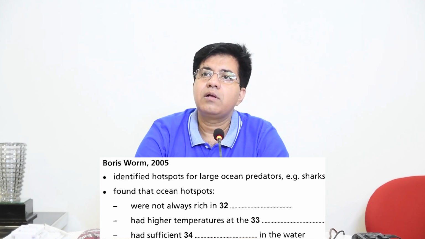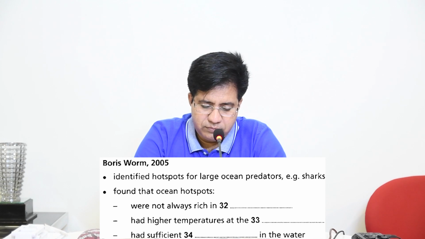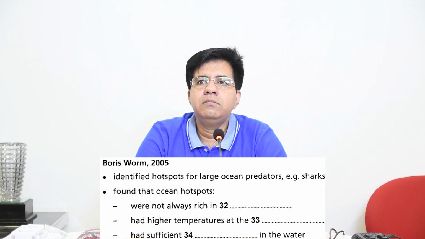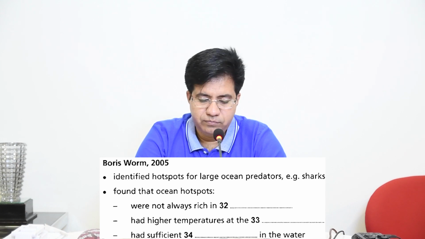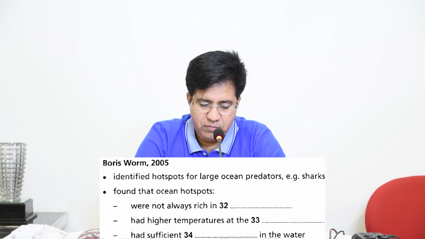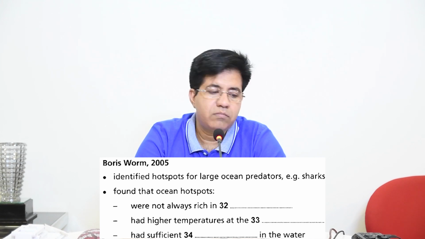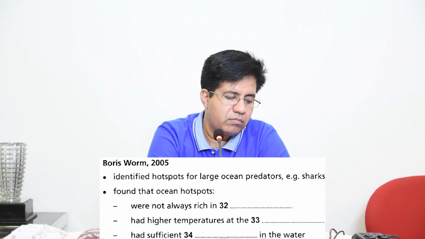Then a Canadian biologist called Boris Worm did some research in 2005 on data on ocean species that he got from the fishing industry. Worm located 5 hotspots for large ocean predators, like sharks, and looked at what they had in common. The main thing he'd expected to find was that they had very high concentrations of food, but to his surprise, that was only true for 4 of the hotspots.